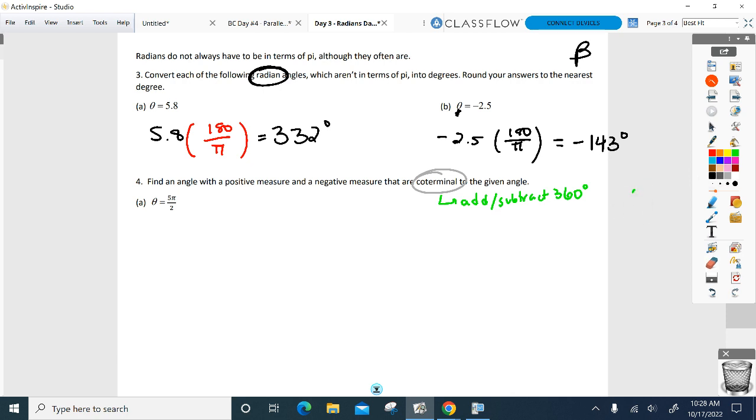What's my angle over here? 5 pi over 2. That's in what form, though? That's in radians. So it's not going to make any sense to do this, right? Because I'm adding a radian in degrees. What I need your help with is, what's 360 in radians? So I can add and subtract it, because that's what we would do if it was degrees. But it's in radians, so I need to figure out the 360 version in radians.